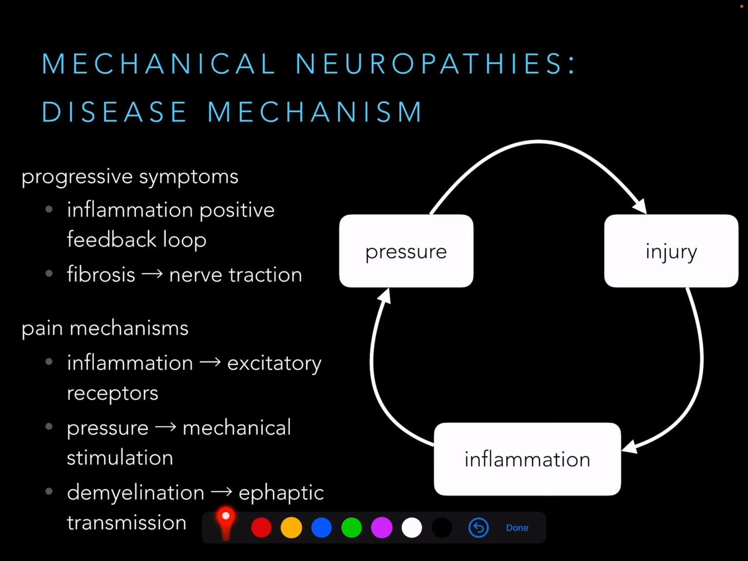Now that injury tends to get worse over time with these entrapment disorders, right? We're going to see progressive symptoms, and that's because of this unfortunate positive feedback loop. We get our pressure, that injures us, as discussed in the last slide. That leads to an inflammatory response that, you guessed it, increases pressure. We have got ourselves an unfortunate positive feedback loop.